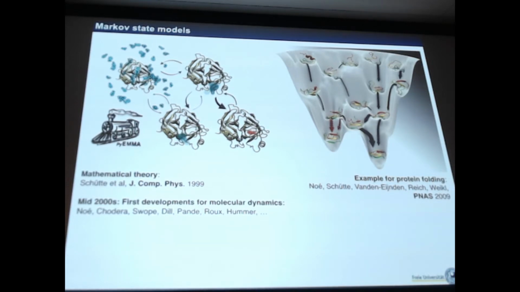Markov state models are, of course, in principle a very old concept, but in the field of molecular dynamics this essentially goes back to Christoph Schütte, who thought about this in the late 90s and wrote down some mathematical ideas for how to address the molecular dynamics sampling problem with short trajectories and Markov state models.